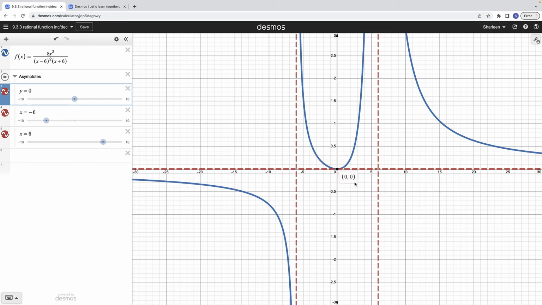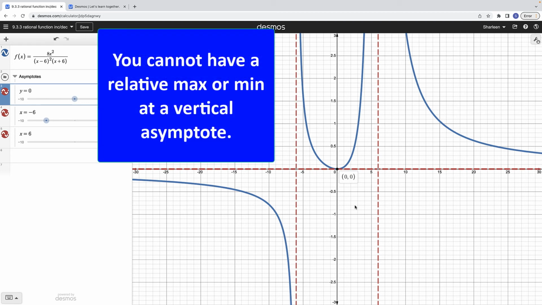There are no other relative extrema on this graph. You might be wondering, well, the graph changes from increasing to decreasing at that vertical asymptote at x equals 6. Is that a relative maximum? And the answer is no. You cannot have a relative maximum or minimum at a vertical asymptote. Relative maximums and minimums have to be contained in the domain of the function. So although it changes from increasing to decreasing, since that point x equals 6 is not in the domain, we are not at the top of a mountaintop, it is not a relative maximum.